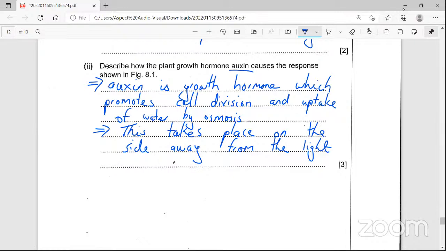Auxin. Oh yes, it's plural because you have many. Auxin is produced in the shoots and the roots. So it migrates to the other side where there's no light, so it increases in concentration. The site where there's more concentration of the auxin is where you've got rapid growth.